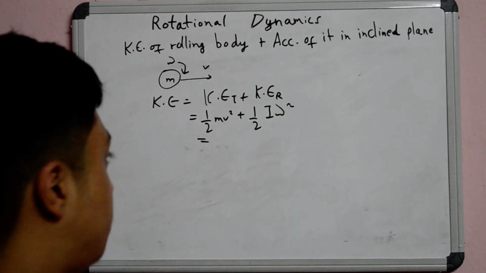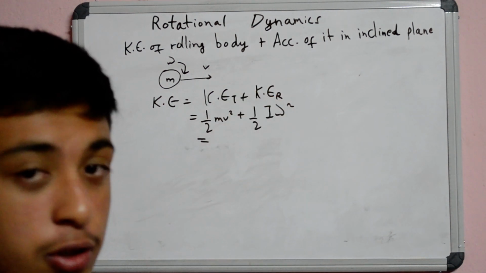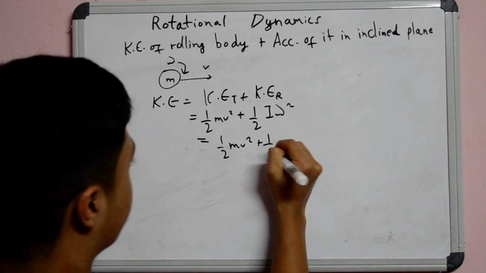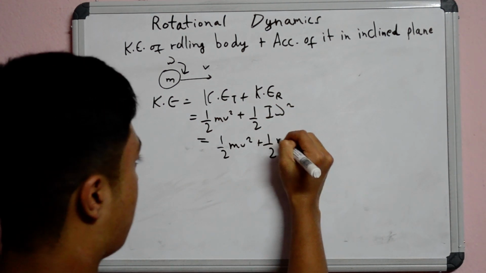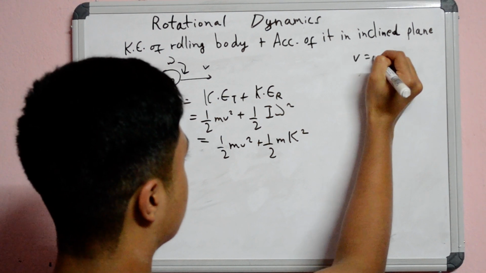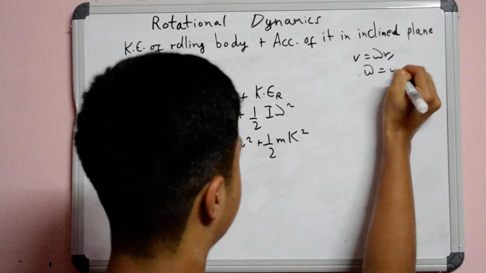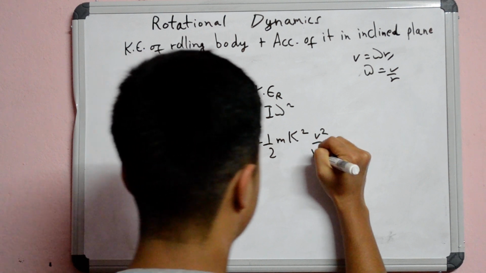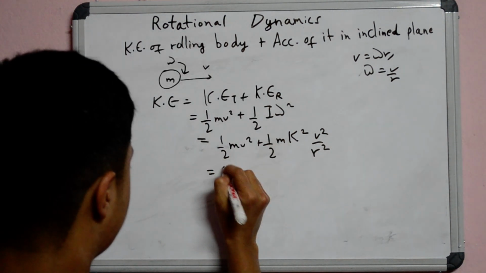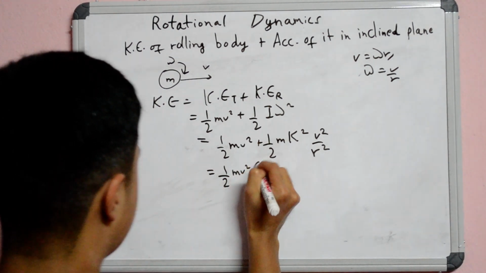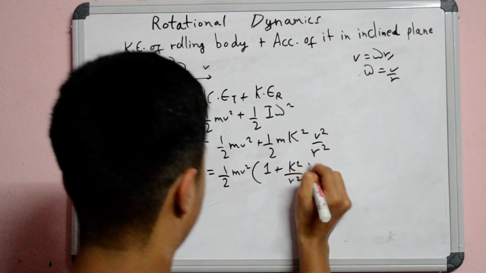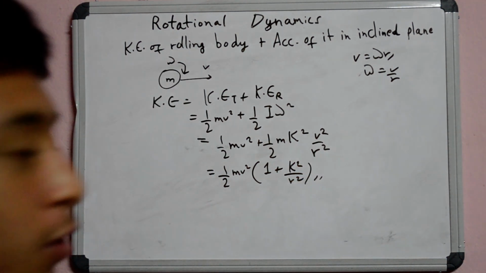Now let's write the rotational terms in terms of translational motion. Here, the moment of inertia is mass times radius of gyration squared, I = mk², and v equals omega r, so omega equals v by r, which gives omega² = v²/r². From both terms we can take 1/2 mv² common. So we get 1/2 mv² times (1 plus k²/r²). This is it for the kinetic energy of a rolling body.